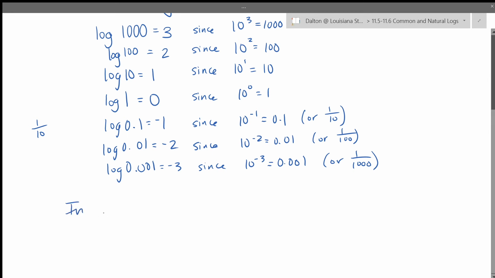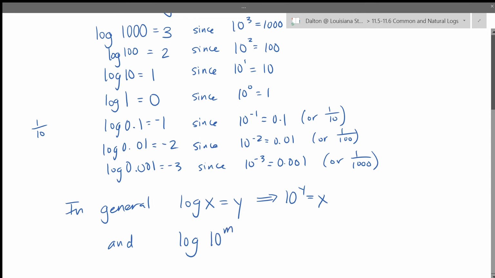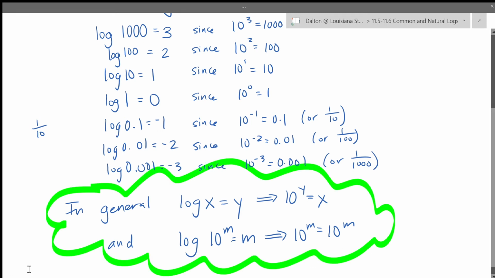So in general, with your common log, the log of x equals y implies that 10 to the y power equals x. And again, in general, the log of 10 to the m power is equal to m, since if our base is 10, that's the same thing as 10 to the m power equals 10 to the m power. So this is the big takeaway for common logs. Just understanding that base is 10, even if it is not written, and then when you switch it to exponential form, you write it with those bases of 10.